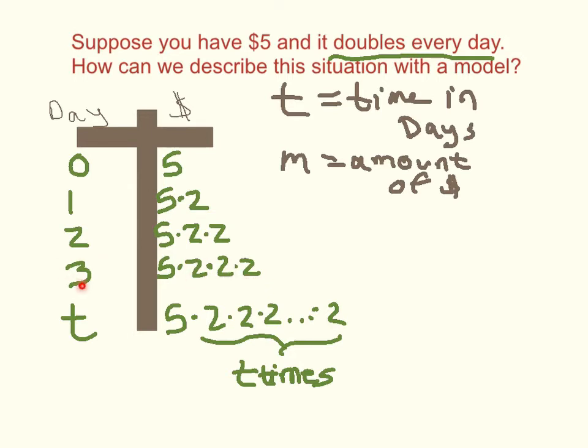So this pattern will continue. The number of days that have passed is how many times we would have multiplied by 2. So the formula that we get is that the amount of money will equal our initial amount, $5, times 2 raised to the power of t. This is our first exponential model. The amount of money that we have will equal $5, because that was our initial amount, and we're going to double that, multiply it by 2, for a certain number of days.